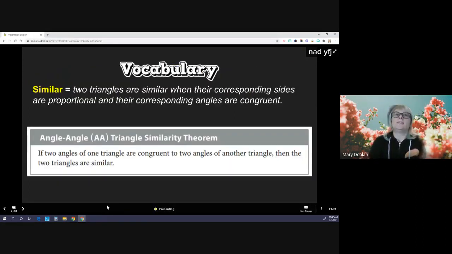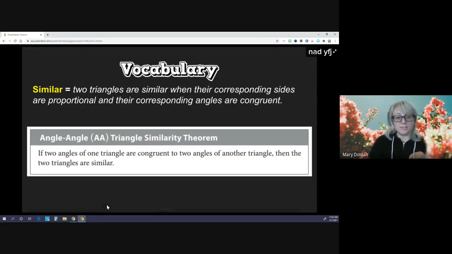Vocabulary for today, the word similar. When we're talking about triangles that are similar, it's when their corresponding sides are proportional and their corresponding angles are congruent. And we talked about two triangles being congruent. That's when they have exactly the same size and shape. If two triangles are similar, then they have the same shape, but maybe different sizes.